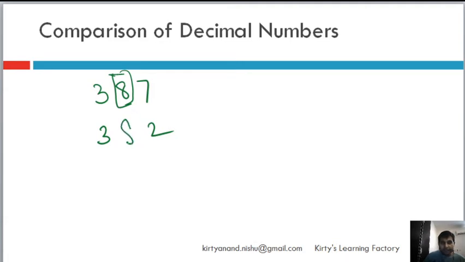Yeah, then what would we do? Then we would go to the units place, right? In the units place, whichever number is larger will be the larger number, because these two are same. Here we see that this is large, so 387 is larger than 382.